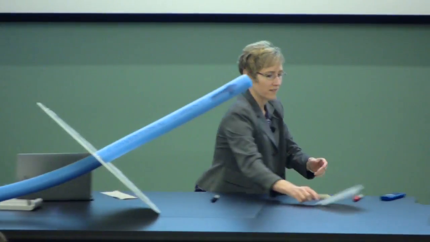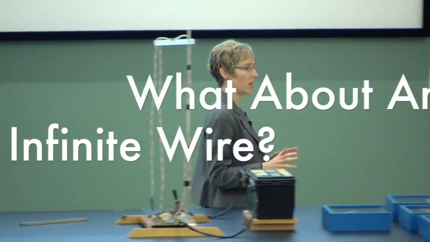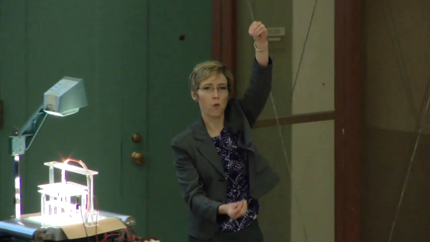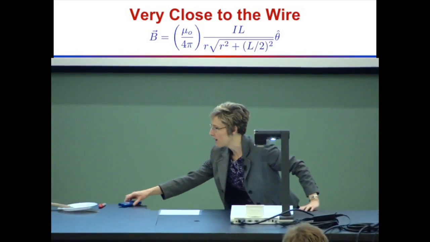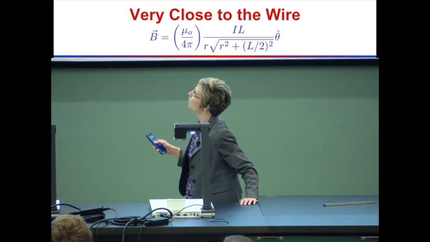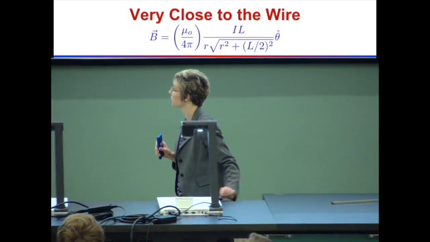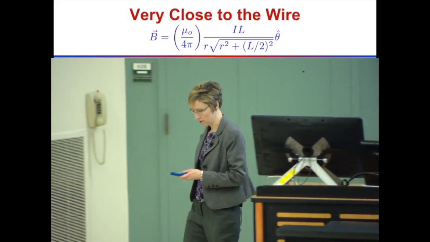Okay, so this idea here tells you what that theta hat means. Now you asked the great question of what happens if we have an infinitely long wire. There are two ways to think about that. You can either think about the wire getting infinitely long, or we can think about the observation point getting infinitely close to the wire. So either way, here's the equation we had. The magnetic field coming off of a long straight wire is mu naught over 4 pi IL over r, square root of r squared plus L over 2 squared. And all of that is in the theta hat direction.